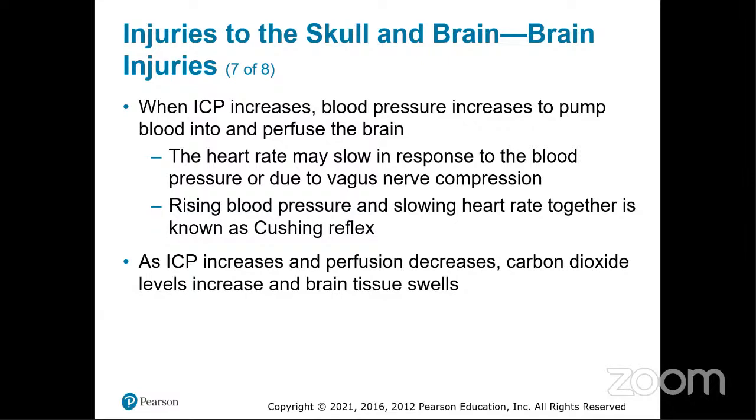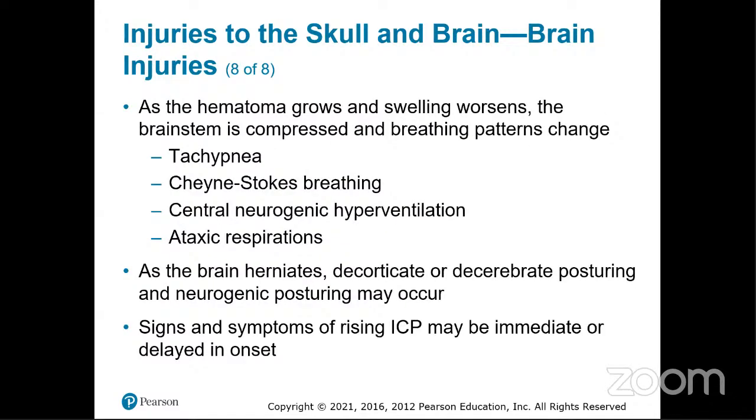And then it's the same thing, we can't perfuse it. So carbon dioxide levels increase and then the brain tissues swell because they can't get rid of that. So now we've got bleeding, and now we've got the brain cells themselves trying to swell to get rid of it. It really is a domino effect, I guess, and it just progressively gets worse if we don't get it treated right.